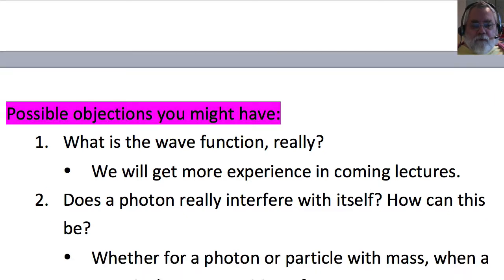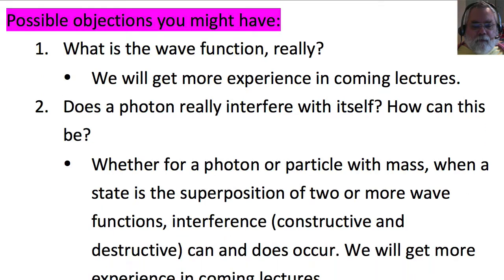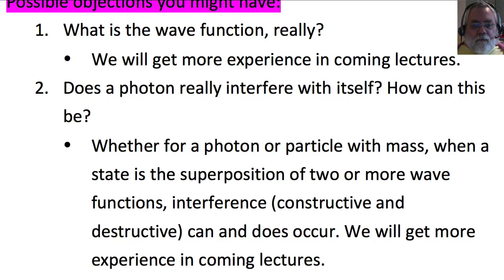Does a photon really interfere with itself? How can this be? If we send a molecule through two slits, how can it interfere with itself? The answer is partial. Whether for a photon or a particle with mass, when a state is the superposition of two or more wave functions, interference, constructive and destructive, can and does occur. But as to how this can be, we will get more experience in coming lectures.